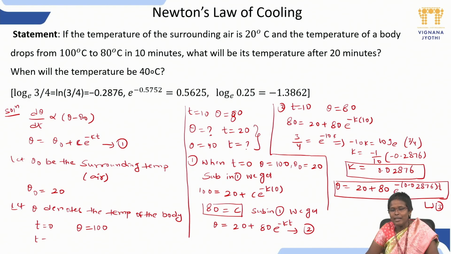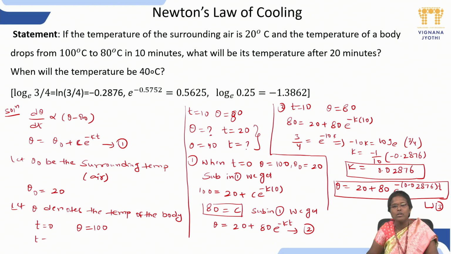If we observe clearly, in this third equation, what are the terms? Theta is the temperature and t is the time. Suppose if theta is given, we can find the time. Or else if time is given, we can find theta. Okay, is it clear? Theta equals this is the equation we got: 20 plus 80 into e power of minus 0.02878 into t.